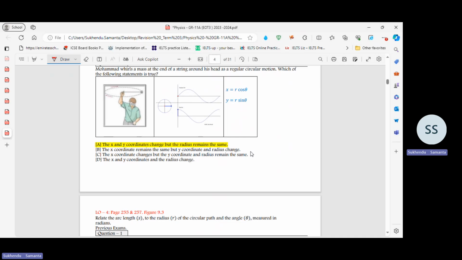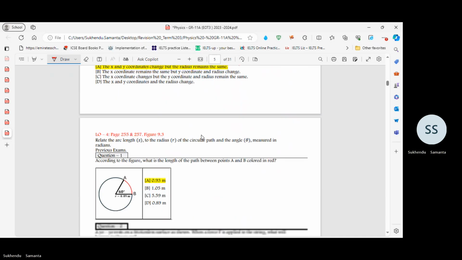So let's say this is the initial position 1. Its x coordinate is this and y coordinate is 0. Now if the object is here, you can see the y coordinate is there, but the x coordinate is 0. So this is how the x and y coordinates are changing, but the radius is constant.